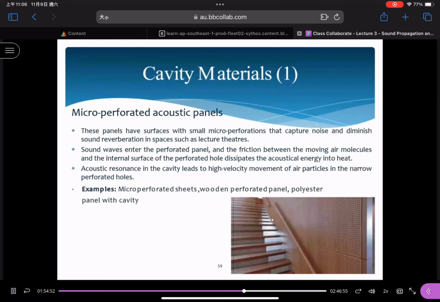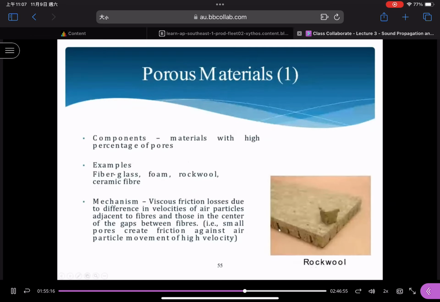And the other one is the cavity materials. When you go to the lecture theaters in our campus, you can see this design. This is what we call the perforated floor, perforated walls. There are many small pores here, but when you compare the scale of this one, this is much larger than this one. This is a much smaller scale.